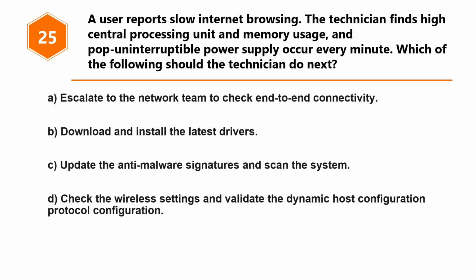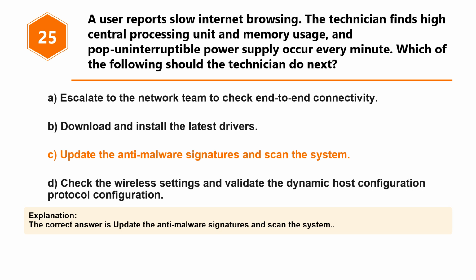Question 25. A user reports slow internet browsing. The technician finds high central processing unit and memory usage, and pop-ups occur every minute. Which of the following should the technician do next? Option A, escalate to the network team to check end-to-end connectivity. Option B, download and install the latest drivers. Option C, update the anti-malware signatures and scan the system. Option D, check the wireless settings and validate the dynamic host configuration protocol configuration. The correct answer is option C, update the anti-malware signatures and scan the system.